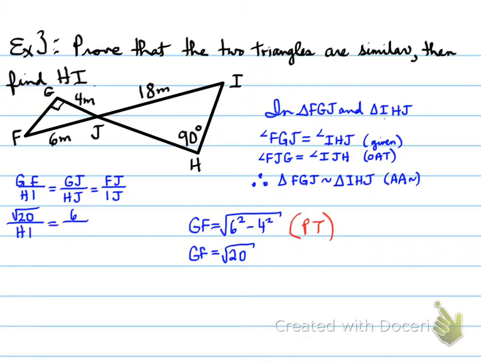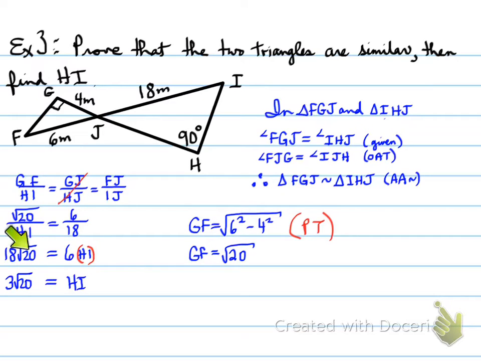HI we don't know yet. GJ we know is 4. But we don't know HJ and we don't need it. So guess what? Even though we know GJ, we're not actually going to use GJ or HJ. We're actually going to use FJ. That's right, FJ, which is 6, and IJ, which is 18, because now what we can do is solve for HI by cross-multiplying. When we cross-multiply, we get 6 times HI is equal to 18 root 20. That means HI is equal to 3 root 20.